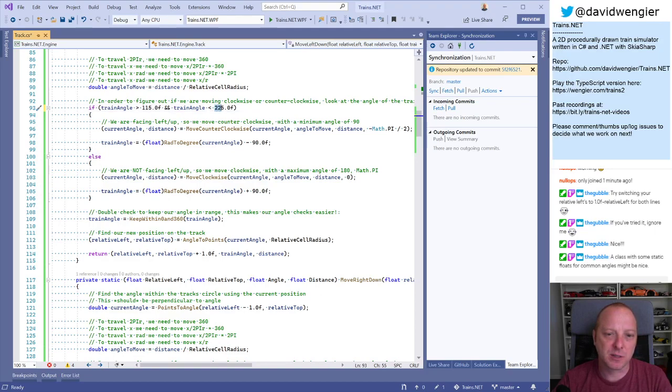Oh, that's 270. Yeah, a better way to express this. Like if there's some way to express, hey, which corner of the thing you expect to be. So I believe the train angle should be 270 going down to 180. So let's try that.